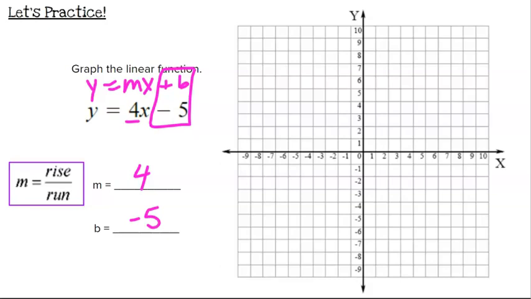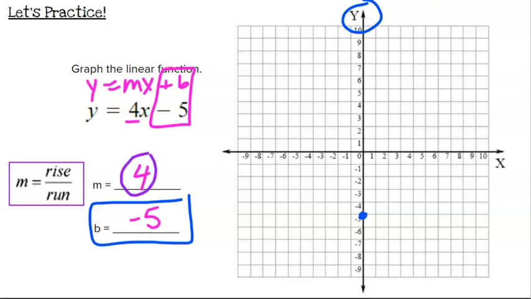Now again, we always start with that b, that y-intercept. We plot that on our y-axis. So we're going to put that here at -5. Next, we are going to use our slope to find the next points. Now in this case, we are given a whole number, not a fraction. So it's not written in that rise over run form just yet.